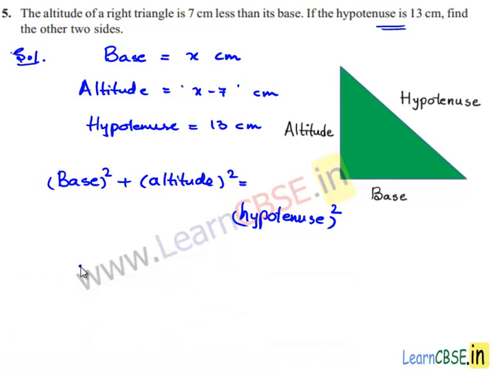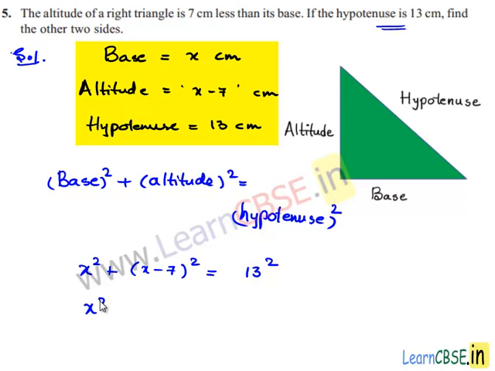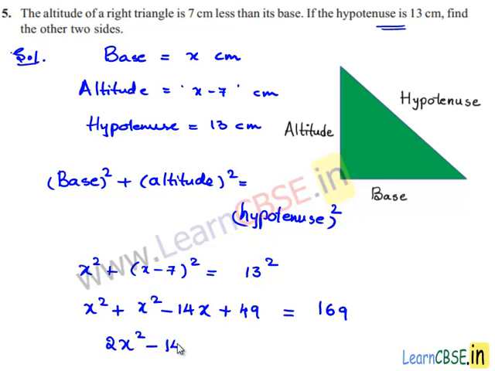Base is x, so base square is x square, and altitude square is (x minus 7) whole square, and the hypotenuse square is 13 square. So x square plus (x minus 7) whole square can be expanded as x square minus 14x plus 49, and 13 square is 169. So this is 2x square minus 14x plus 49, and 169 can be transposed to the left hand side and it becomes minus 169 is equal to 0.